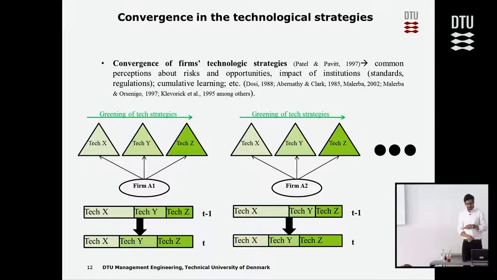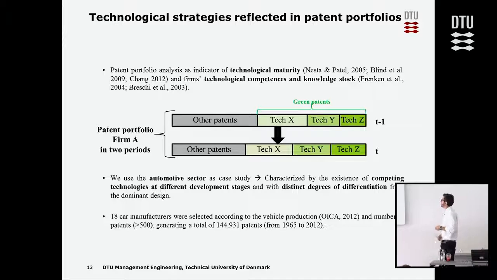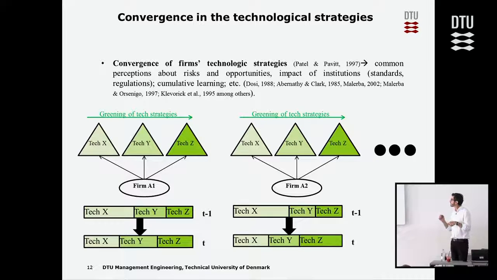So how can we see this process in the firms of allocating more resources to more green technologies? And in our view, we can see that by looking at the technological strategies of the firms that are reflected in the patent portfolios of the firms. So if we can, in the patent portfolios, recognize which technologies are more green, and we see over time that firms are developing more green technologies in the overall portfolios that they have, so we can say something about this process.